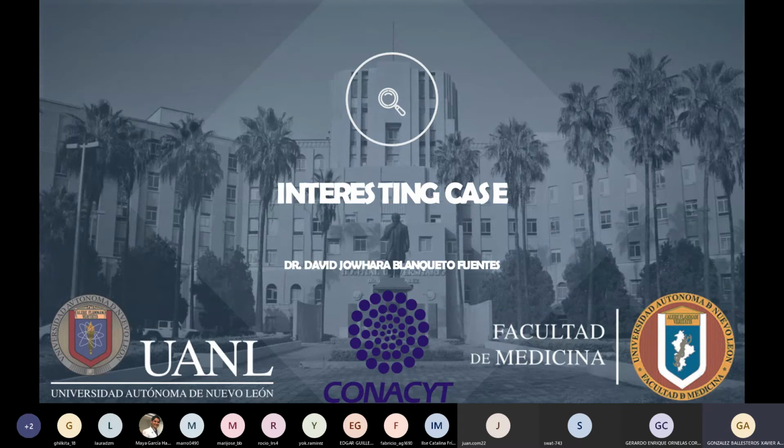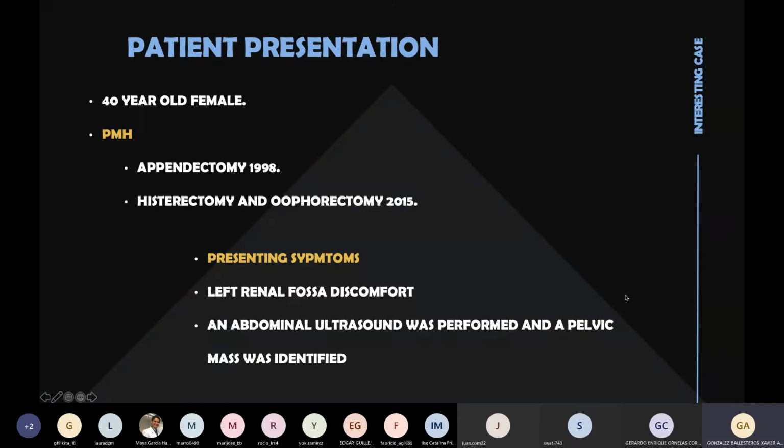My name is David Blanqueto. I'm a third-year radiology resident, and my case is about a 40-year-old female with past medical history of an appendectomy in 1998 and a hysterectomy and oophorectomy in 2015. The interrogatory was unreliable as the patient didn't really know why this hysterectomy was performed.